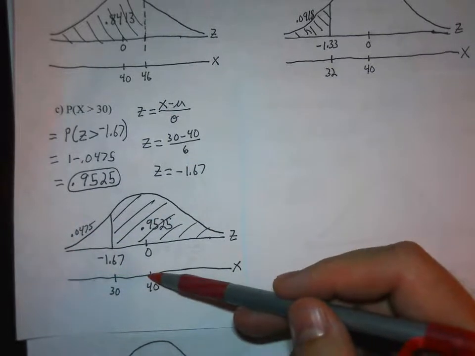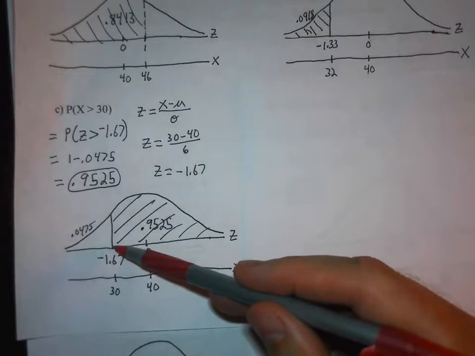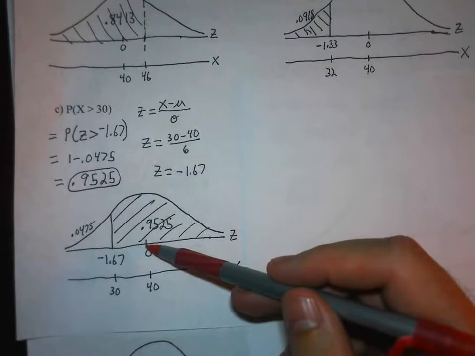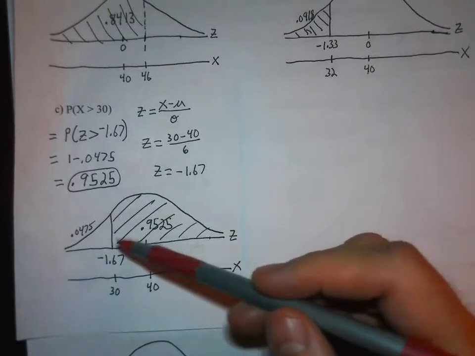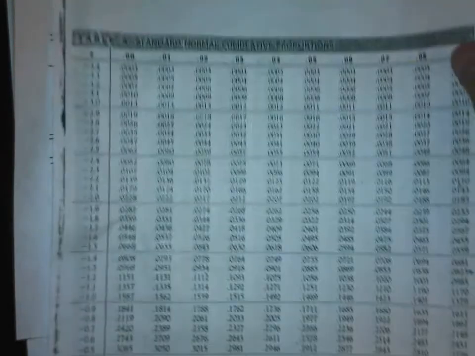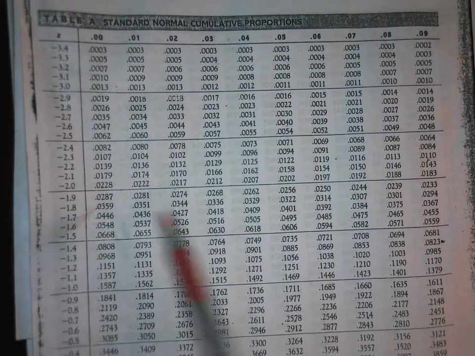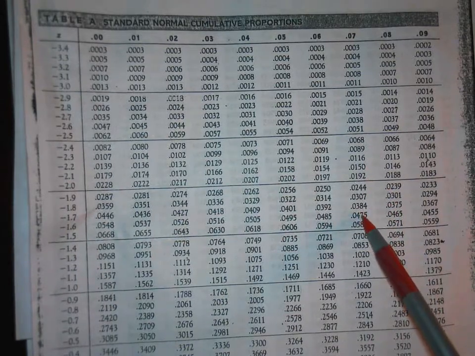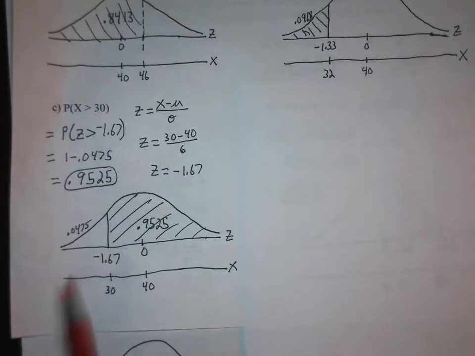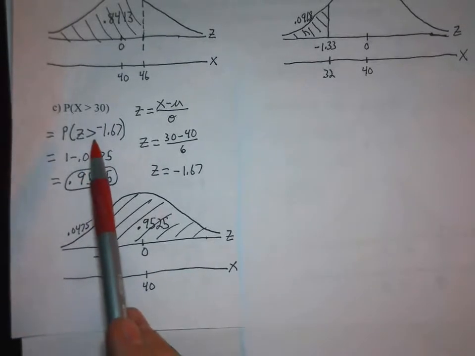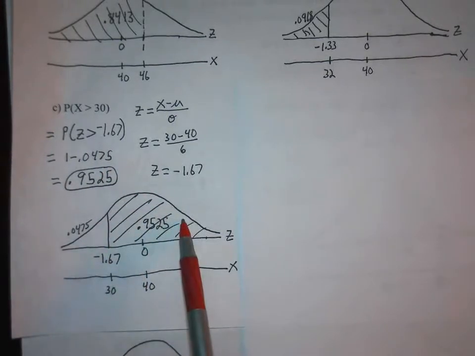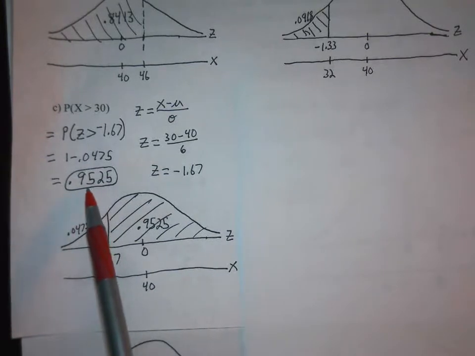30 is going to be on the left-hand side of 40, so negative 1.67, that z-score is 1.67 standard deviations below 0. So when you look up the area in the table, negative 1.67, way over here, gives you 0.0475 for the area. But remember, that's the area to the left. We're greater than on this one, so we have to subtract that from 1 to find the area on the right. So you end up with 0.9525.